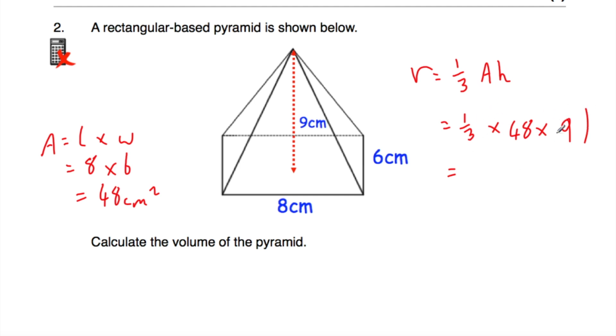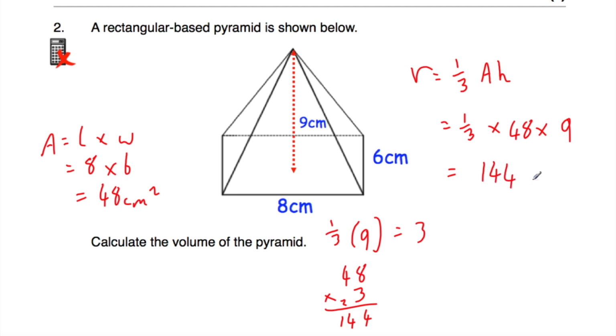I probably would do a third of the 9. So a third of 9 is equal to 3. And then I'm going to do 3 times 48. So 48 multiplied by 3: 3 times 8 is 24, put a 4 down and carry the 2. 3 times 4 is 12, plus 2 is 14. So that'd be 144. So the volume of that pyramid is 144 centimeters cubed.